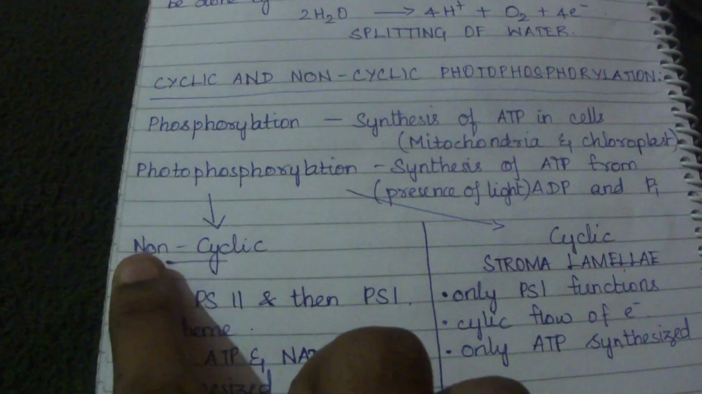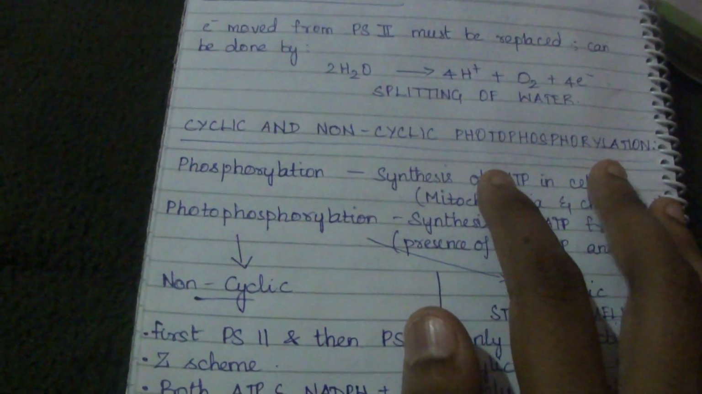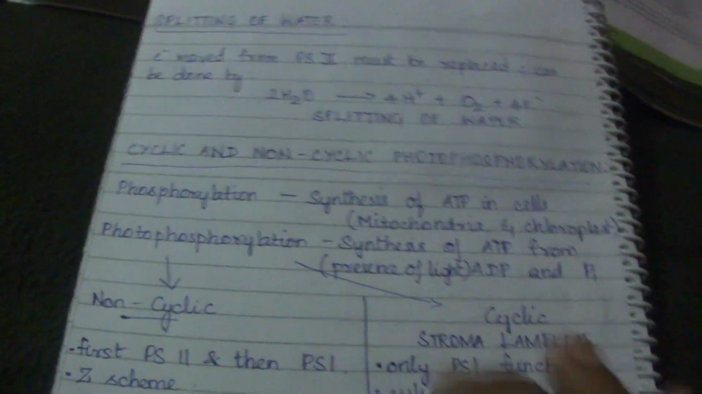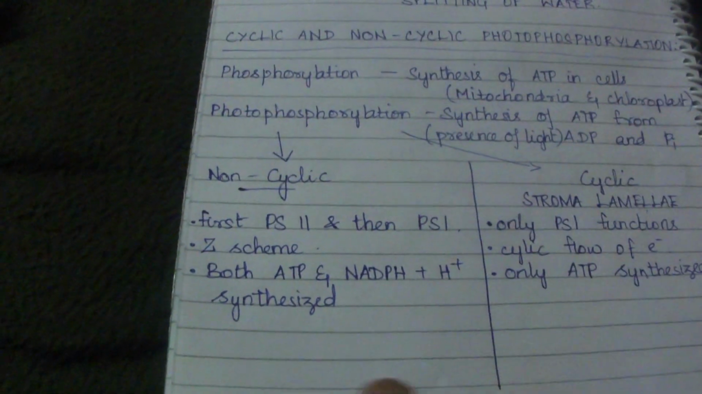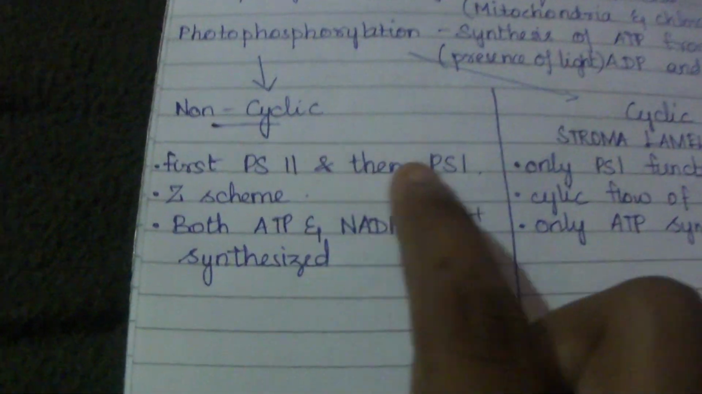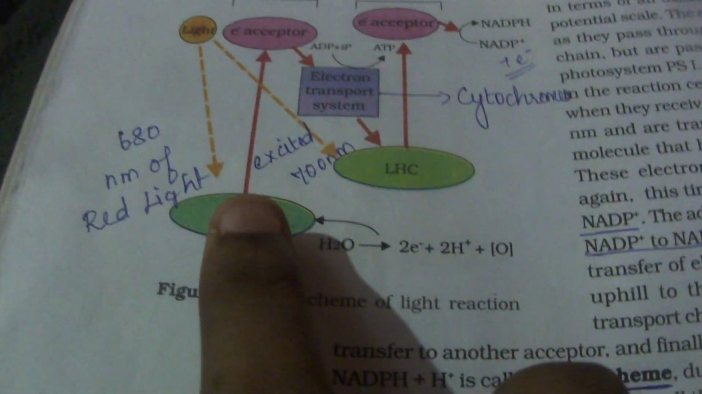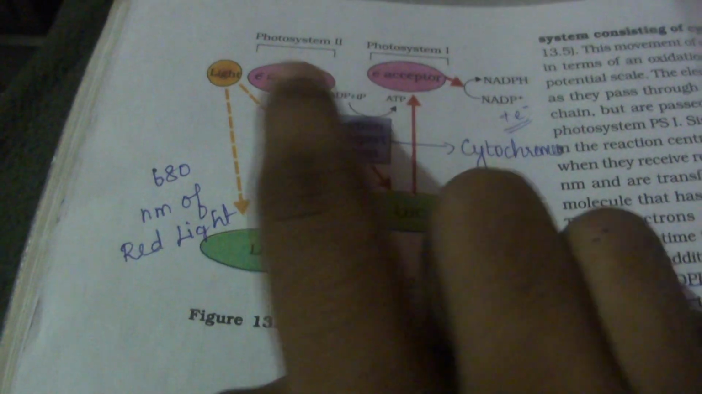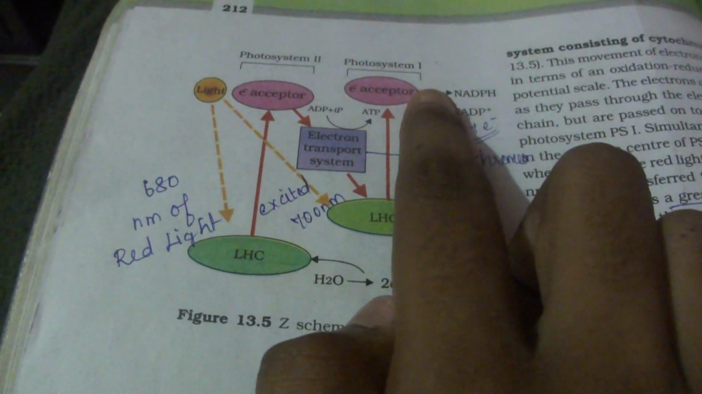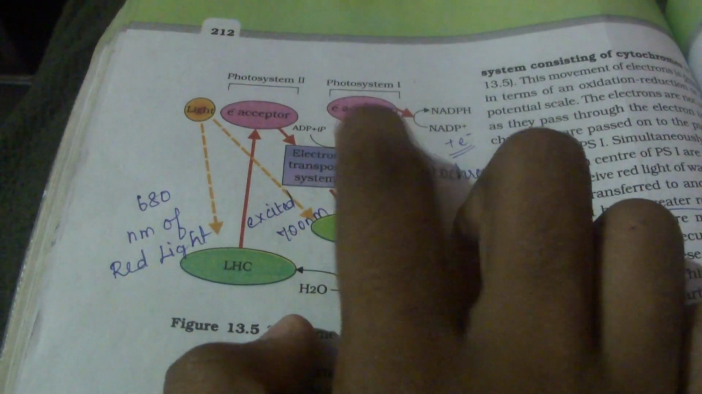The term itself says non-cyclic means it's not a cycle, it just moves in a specific pathway, whereas cyclic just repeats itself after one complete process. Non-cyclic is first PS2 and then PS1. This is what we saw right now. This is the Z scheme, it's non-cyclic. This is PS2 and this is PS1. First PS2 takes place and then PS1 takes place. There is a Z scheme here.